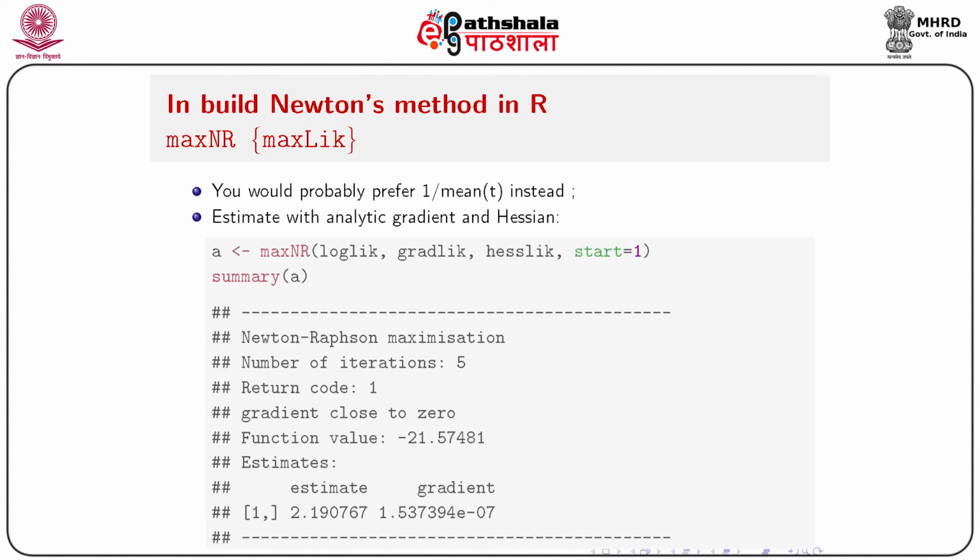Now estimate with the analytical gradient and Hessian. Again, maxNR takes the log likelihood, the gradient of the likelihood, then the Hessian of the likelihood, and start equals to 1. Then the summary of A will give you the estimate 1.75977 and a gradient of 1.21 into 10 to the power minus 10.